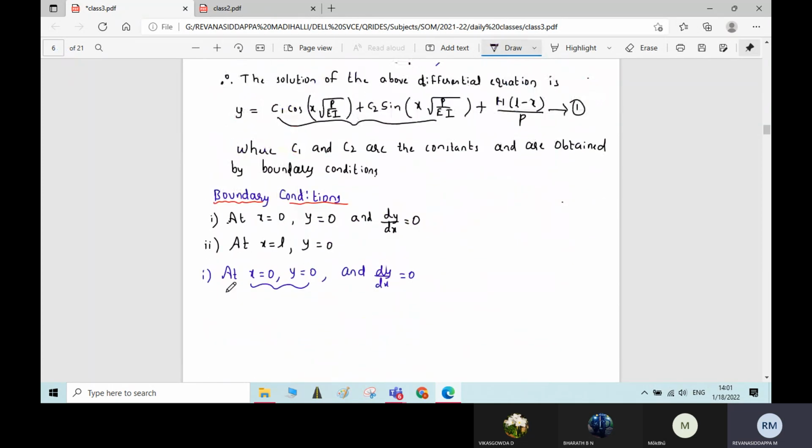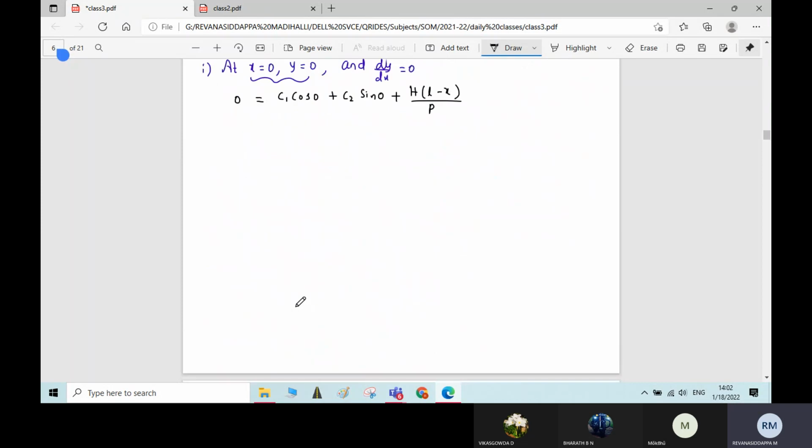So y equal to 0 is equal to C1 cos x root P by EI, where x is nothing but 0, so C1 cos 0 plus C2 sin 0, plus H into (L minus x) whole divided by P. Further simplification, we get 0 is equal to C1 (cos 0 value is 1) plus C2 (sin 0 value is 0) plus H into (L minus x) divided by P. Therefore C1 is equal to minus H into (L minus x) whole divided by P.